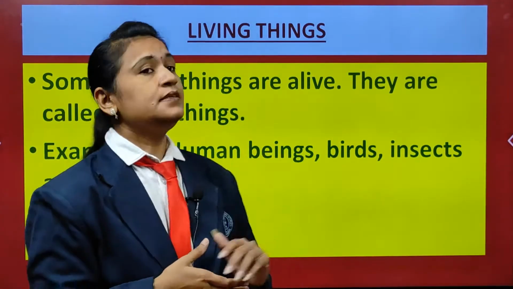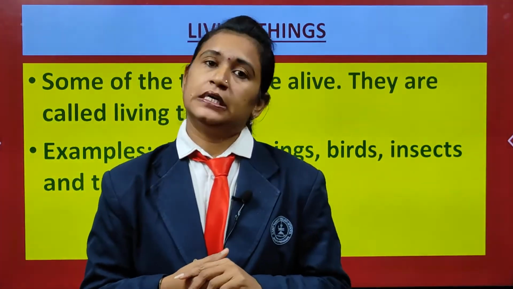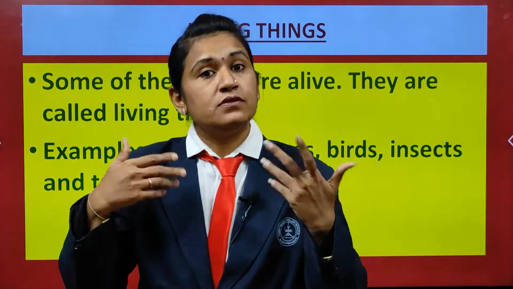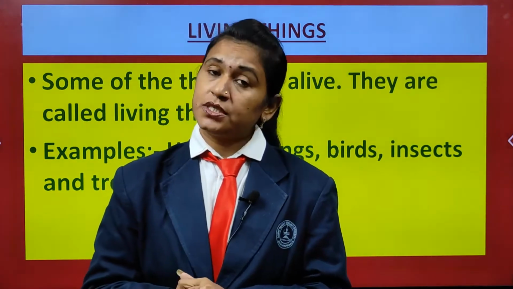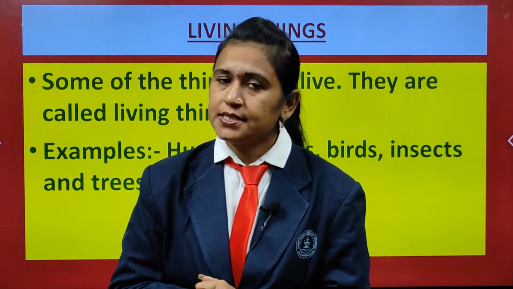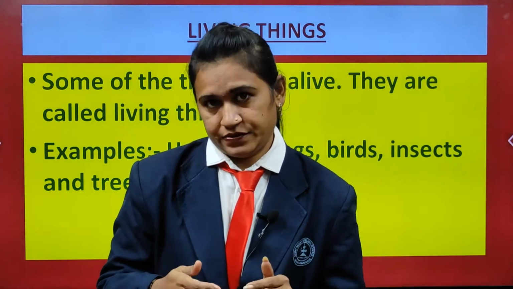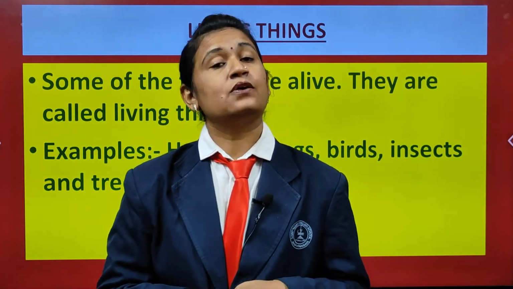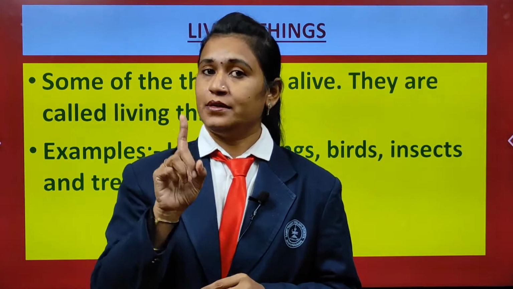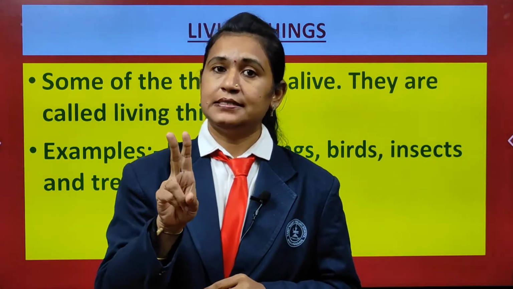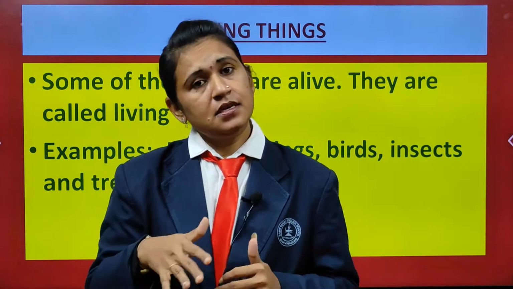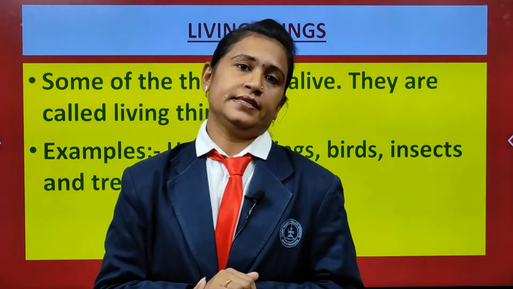And even the trees have life. They are also living things. They also grow, they also breathe. So trees are also called living things. So children, what are living things? Things which are alive, which have life, they are called living things. And examples are human beings, birds, insects, trees, animals, these all are called living things.